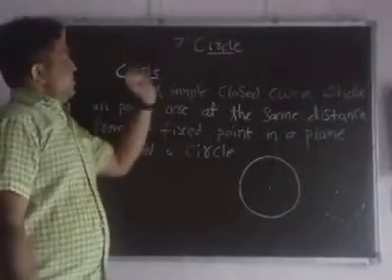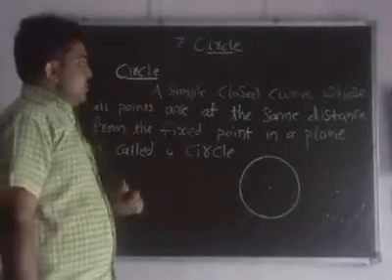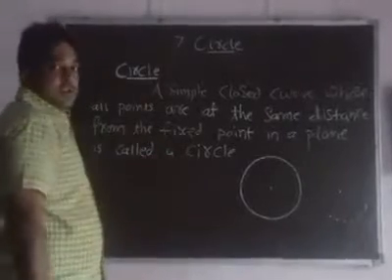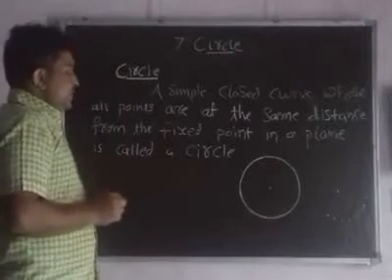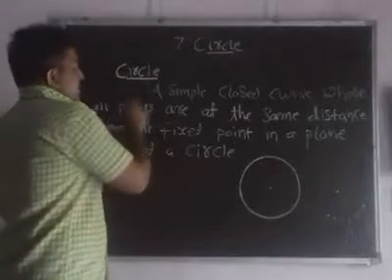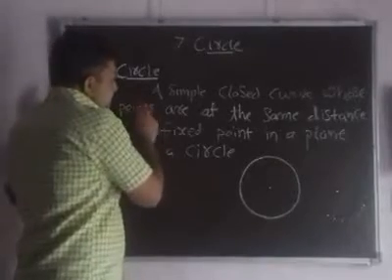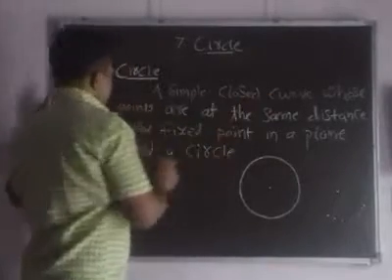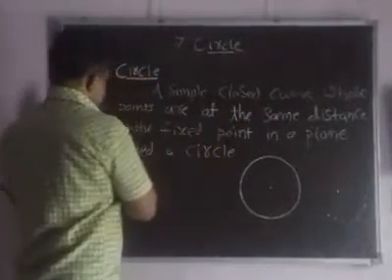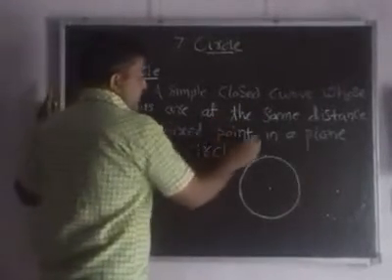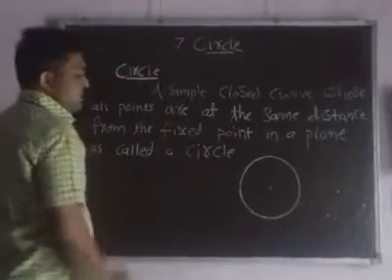Friends, this is our new chapter, circle. In this chapter we are going to define the circle. So let us explain what is circle first. A circle is a simple closed curve whose all points are at the same distance from a fixed point in a plane.